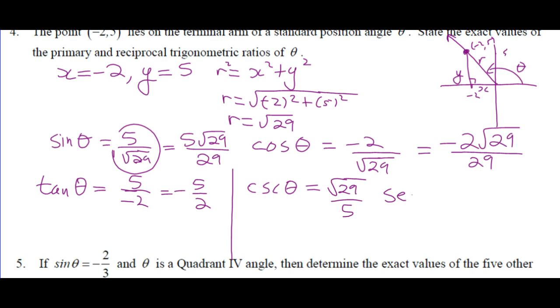Paired up with cosine is secant, so that'll be negative root 29 over 2. And paired up with tangent is cotangent, and that will be negative 2/5. Okay, now you always have to do the sine, cos, and tan of something. So I might just say the sine is this, right? But I really mean the sine of theta or the sine of x, the sine of some angle. Okay, it's the sine, the cosine, the tangent of something. Okay, you can't just write sine equals. That doesn't make sense. The sine of something.